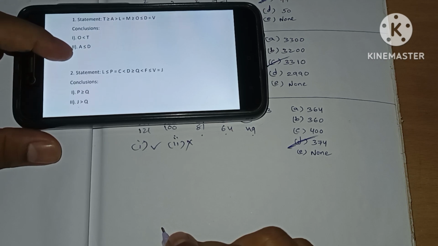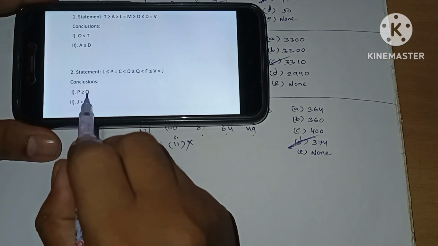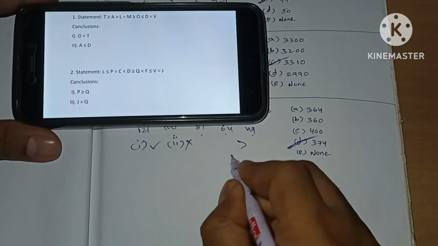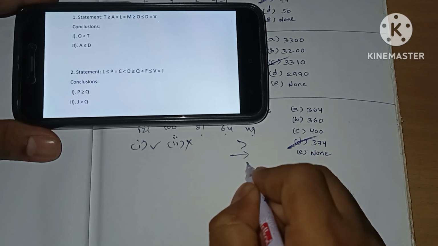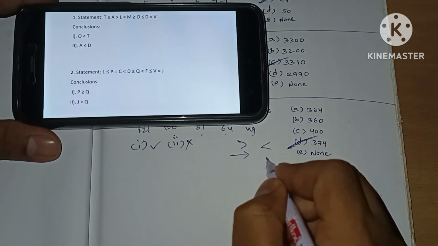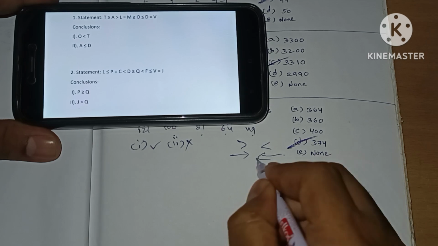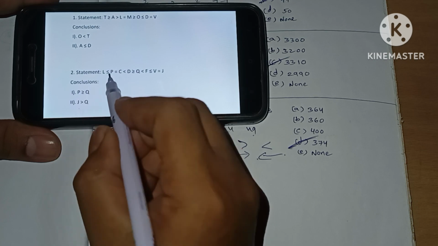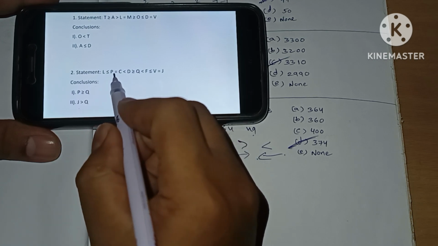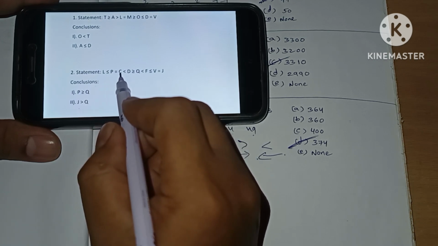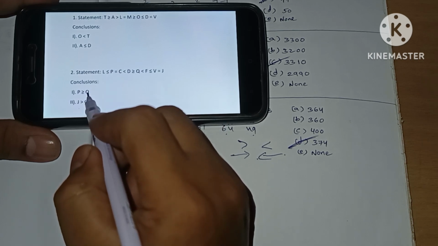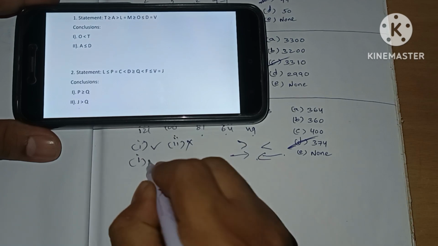Let's see second question. The flow from P to Q with everywhere equal to also. If we see a symbol like this, the flow from this side to this side. If we see a symbol like this, the flow from this side to this side. So here the flow from P to Q with everywhere equal to also. If we see P, from P we can reach to C but none of the other, or else we can reach to L but none of the others. So we cannot reach to P. So first conclusion will be false.